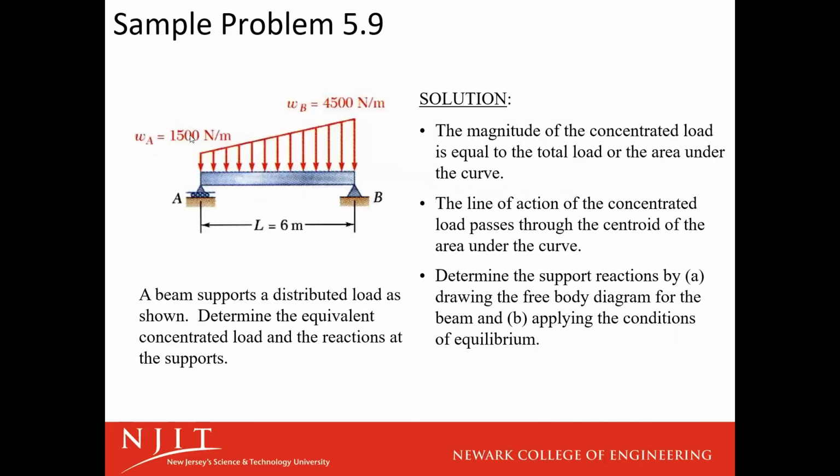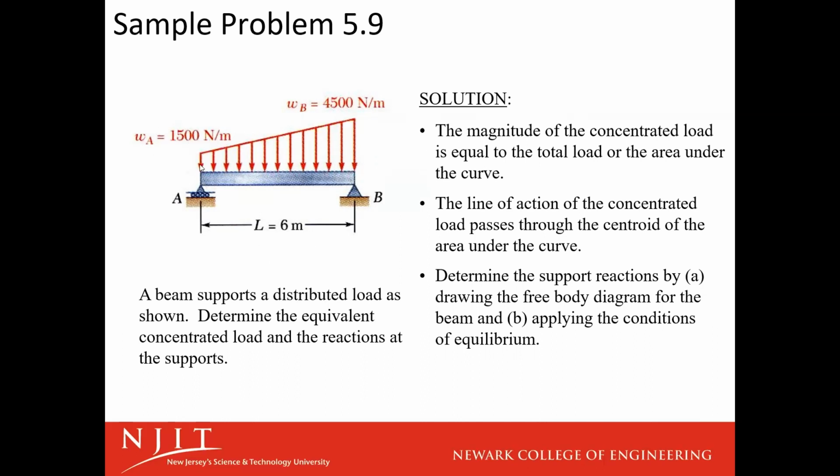In my mind, distributed forces become much easier with application. Theory sounds a little more complicated than when we apply it. So here we have a beam that supports a distributed load as shown. Find the equivalent concentrated load and the reactions of the supports. First thing, find the equivalent concentrated load. So we said that the load is going to be the area under the curve. This is our profile. So at A, we have 1,500 newtons per meter. That is our minimum all the way across the 6 meters.